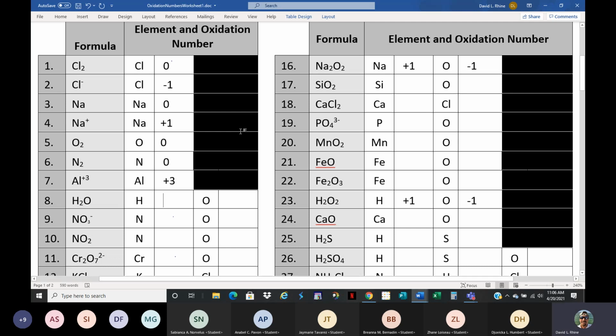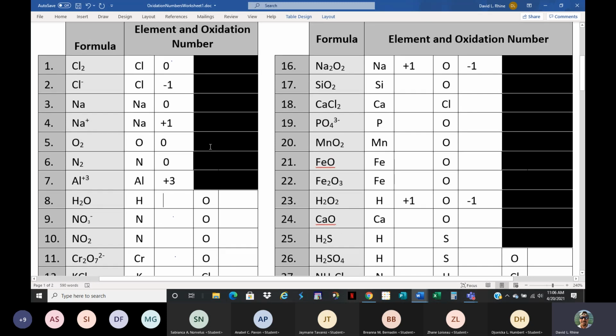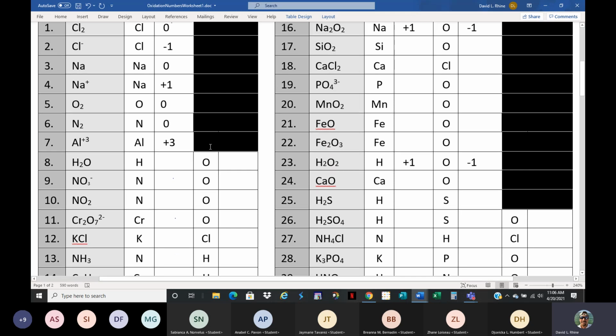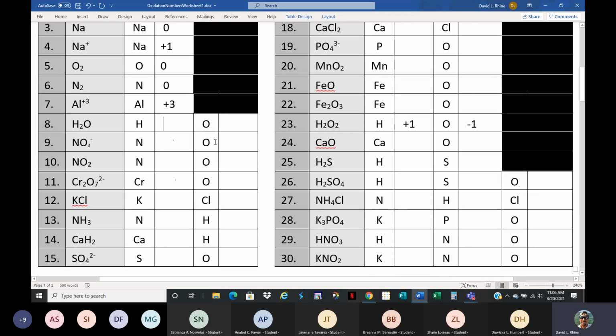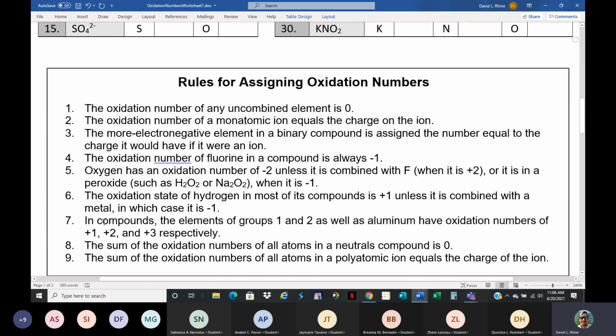Now, when you come to, okay, we have a compound. 8 is a compound, 9 is a polyatomic ion, 10's a compound, 11's a polyatomic ion, 12's a compound. Okay, so let's go down and look at our rules here.